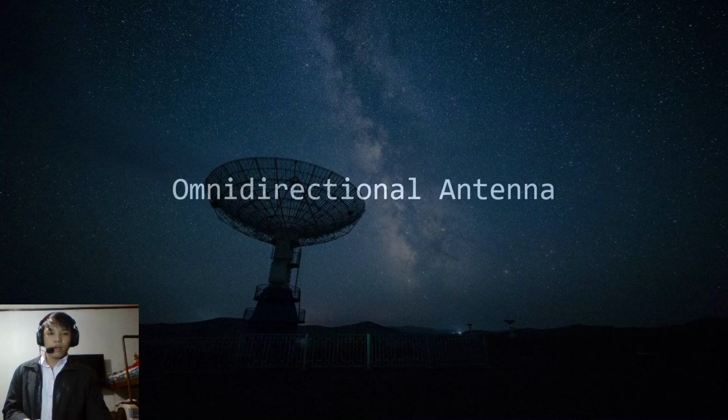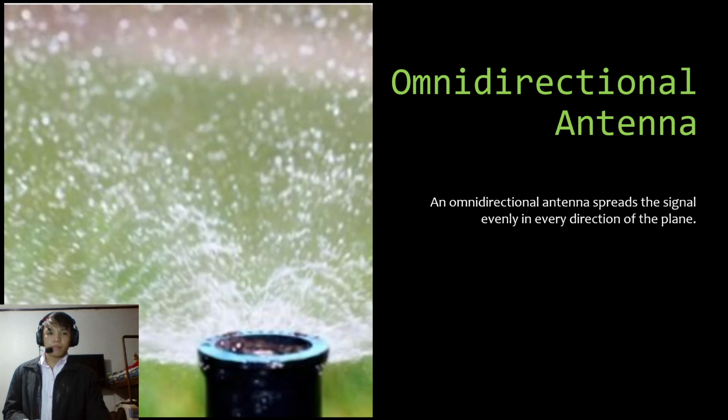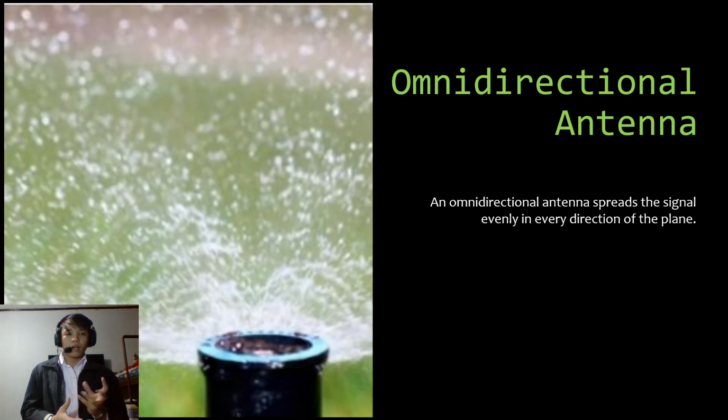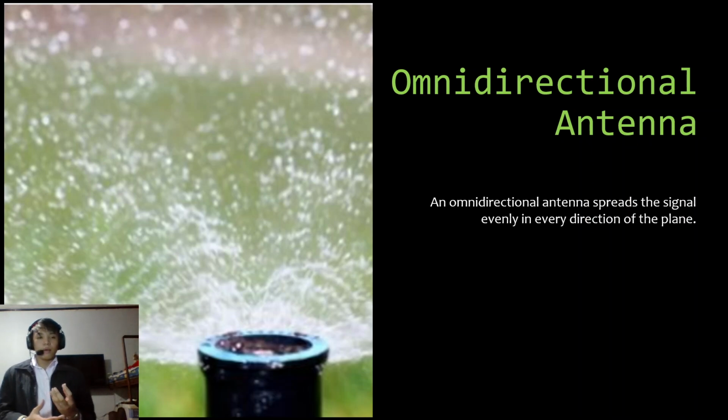The next one is the omnidirectional antenna. So, an omnidirectional antenna spreads the signal evenly in every direction of the plane. So, the best illustration here is the water sprinkler. That's the antenna, and the water is its signal.